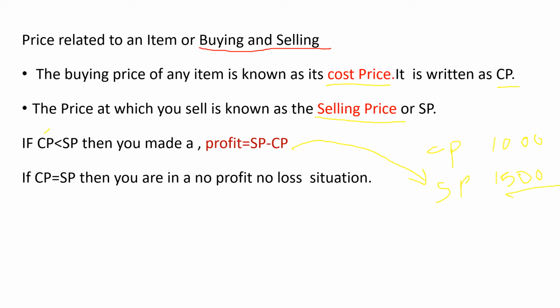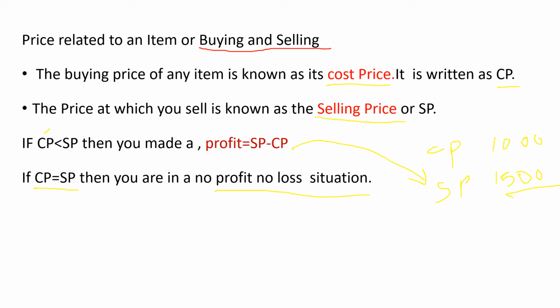Okay, and if you're buying something for 1,000 rupees and you're a very close friend, maybe you don't want to get extra money, so you sell it for the same 1,000 rupees. So here selling price and cost price will be equal, right? So there is no profit and no loss, because you bought it for 1,000 and you sold it for 1,000. You didn't get any extra amount. So there is no profit and no loss.